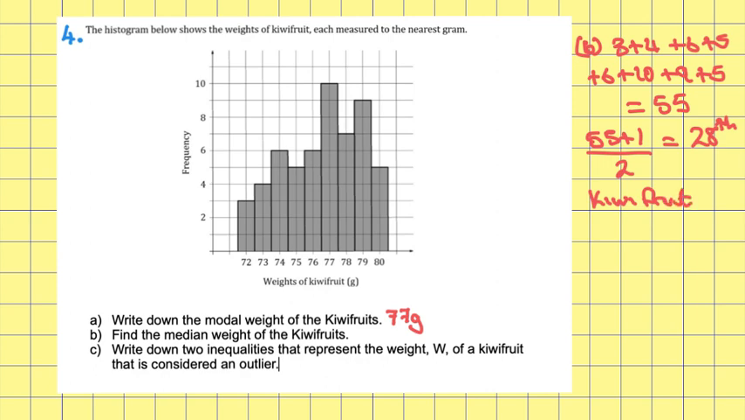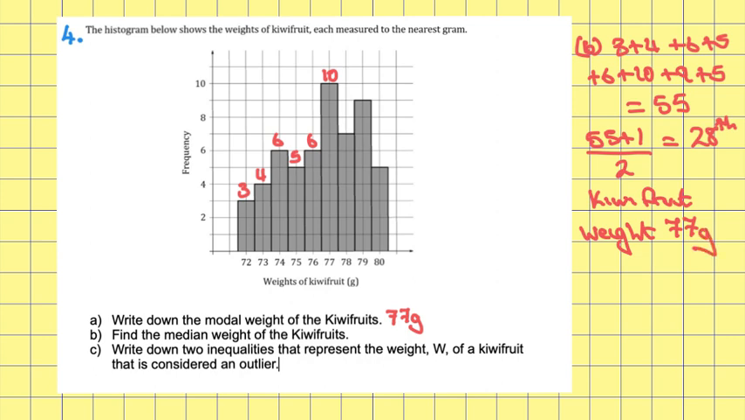So if we look for the 28th kiwi fruit, we've got 3 plus 4 is 7, plus 6 is 13, plus 5 is 18, plus 6 is 24, plus 10 is 34. So it is a weight of 77 grams. Part C.